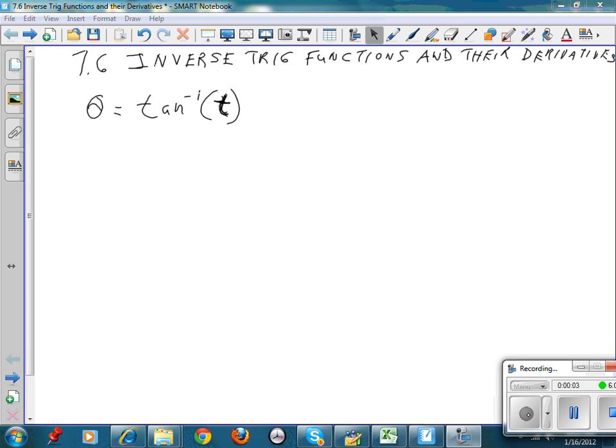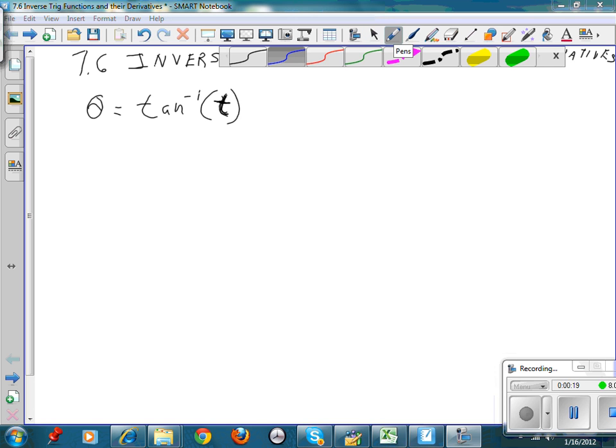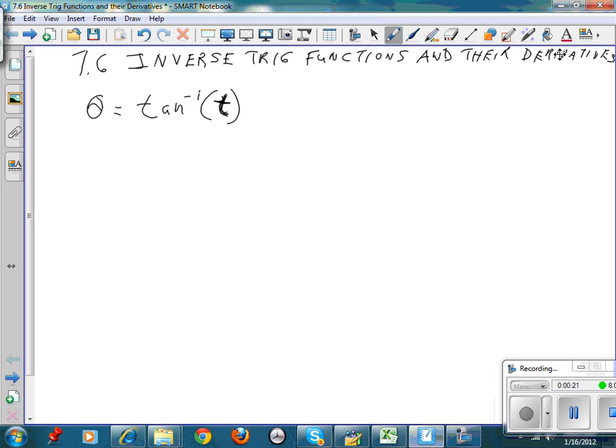Welcome back as we continue our exploration of various inverse functions and their derivatives. Today, the last section we're going to cover in AB calculus is inverse trig functions. Here we go. I've written a function theta is equal to the inverse tangent of t, and I've written it like that to make you understand that when you take the inverse tangent, you're getting an angle back.